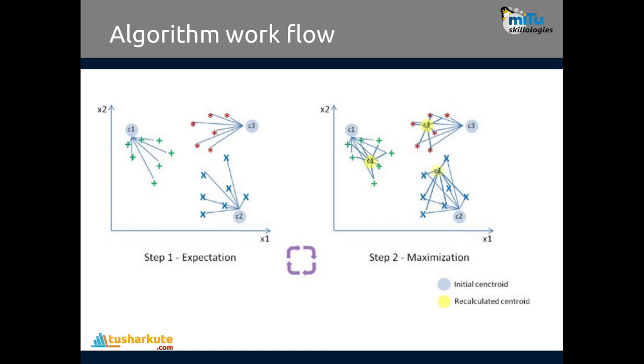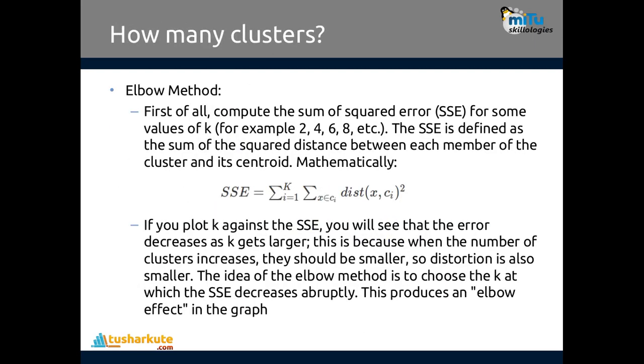Now just consider there are 20 points, and I want 20 clusters. Every point will belong to its own cluster. What is the SSE? 0. Correct. So it means that when the value of K increases, the sum squared error decreases.